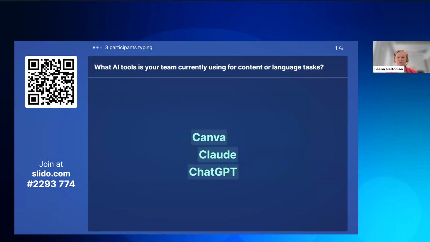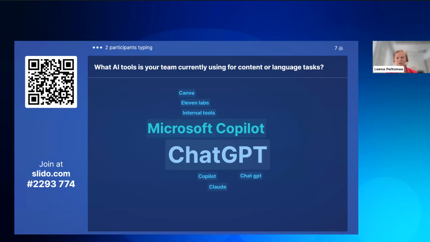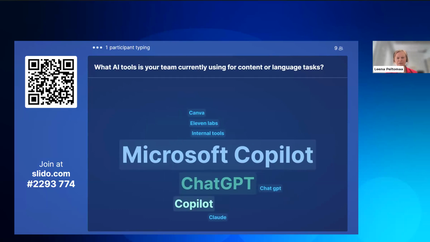Okay, I can see Claude, ChatGPT, Canva. ChatGPT is popular. Also other tools for multimedia like ElevenLabs, Copilot by Microsoft. Yes, that's probably very widely used in many organizations. ChatGPT as well has been the market leader for a time now. Of course, Claude is maybe getting a little bit on the same level, but apparently not in this audience. ChatGPT, and as I was assuming originally, Copilot seem to be leading at the moment.